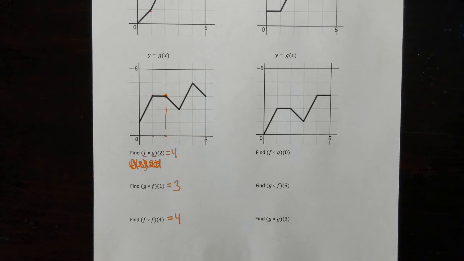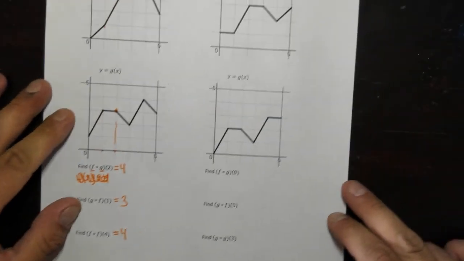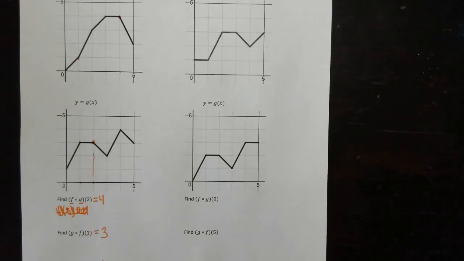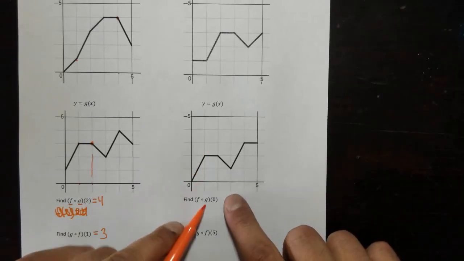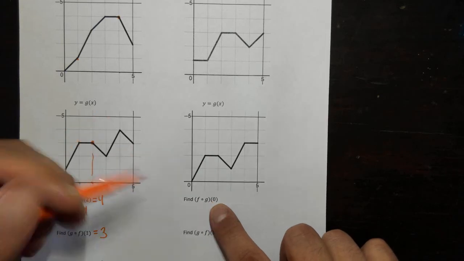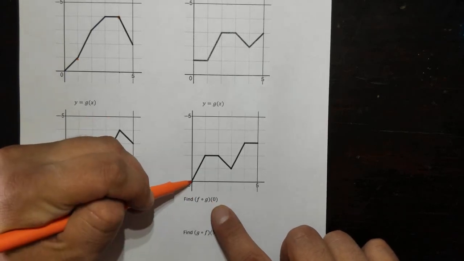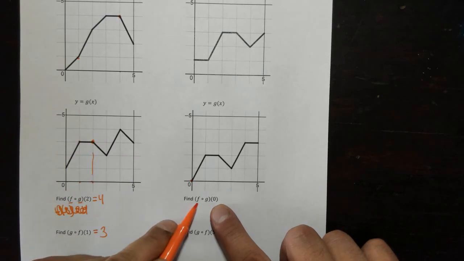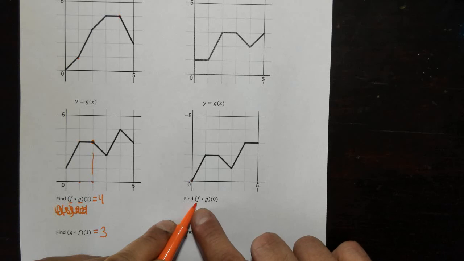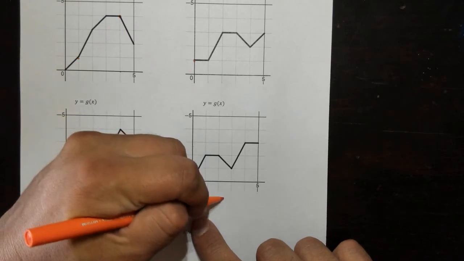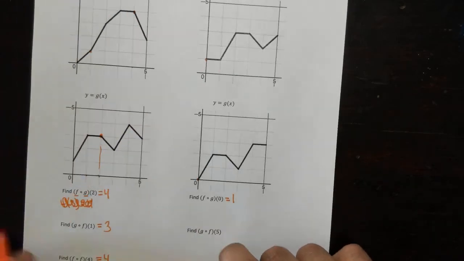Let's take a look at another example just to kind of clear it up a little further. So now we want to find f of g of 0. I'm going to look at my g graph, it's my inside graph, and I'm going to find what the output is at 0. Well, at 0, the output is 0. So now I'm going to go to my outside graph and find out what its output is when the input is 0. And that is 1. So f of g of 0 is 1.